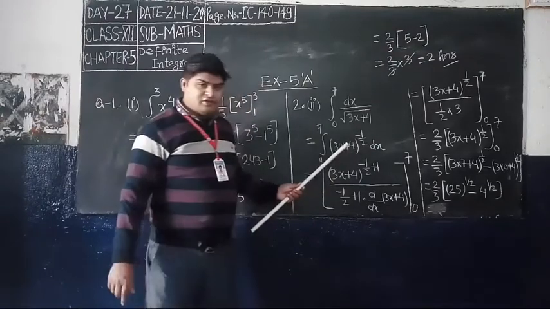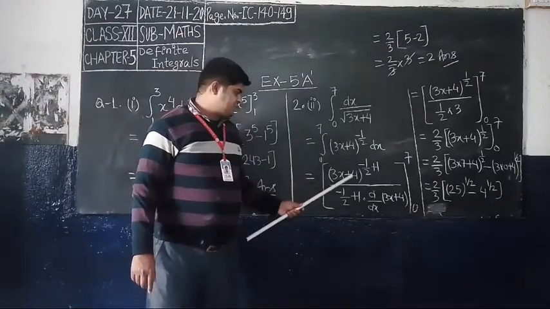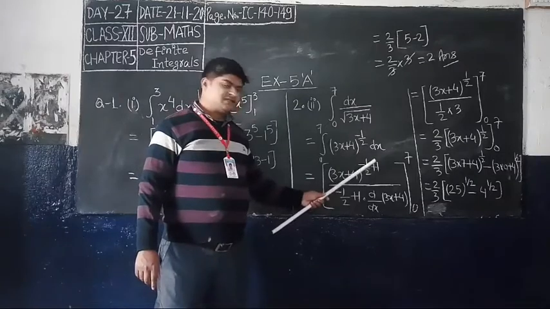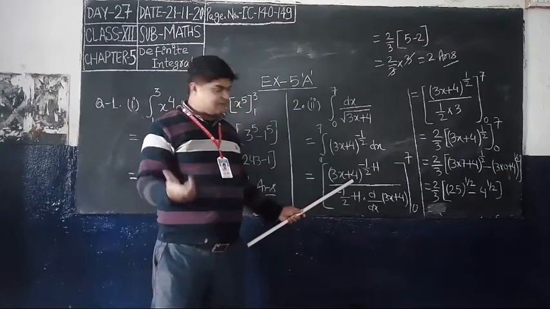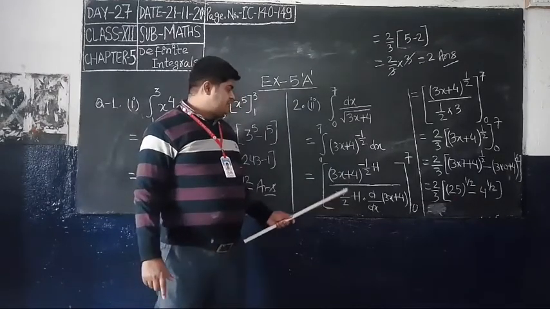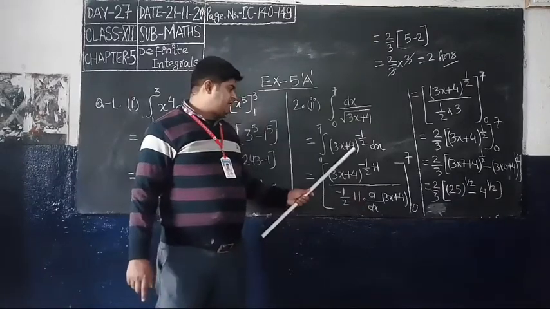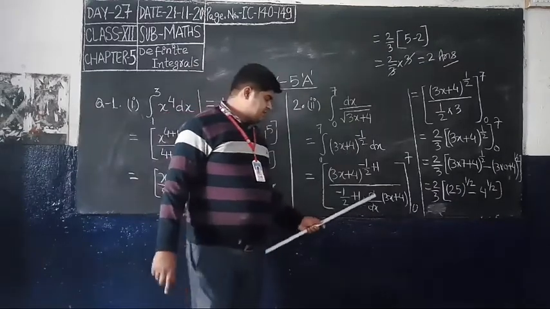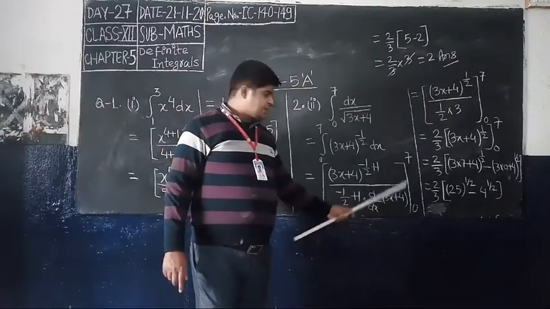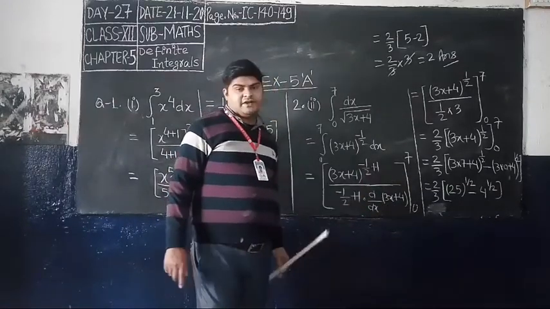The value of this is (3x plus 4) to the power minus half plus half, using x to the power n plus 1 by n plus 1, so 1 by minus half plus 1, into, you have to find the first derivative of this expression, d by dx of 3x plus 4, and the limit is 0 to 7.